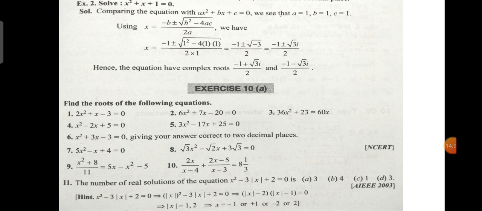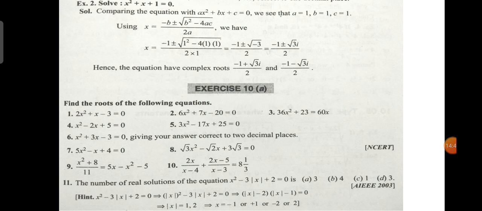Another example is also given, x square plus x plus 1. You have to solve that. Here a, b, c are 1 and you have to substitute. x is equal to minus b plus or minus root of b square minus 4ac by 2a. Substituting, we have minus 1 plus or minus root of 1 square minus 4 into 1 into 1 by 2 into 1. It becomes minus 1 plus or minus root of minus 3 by 2. Inside the root it is minus 3.